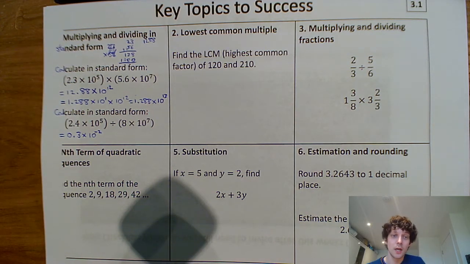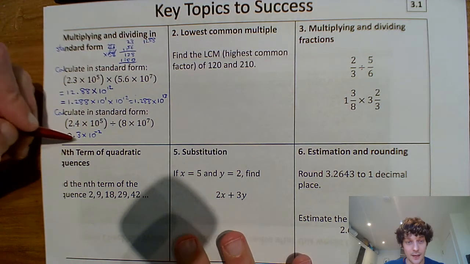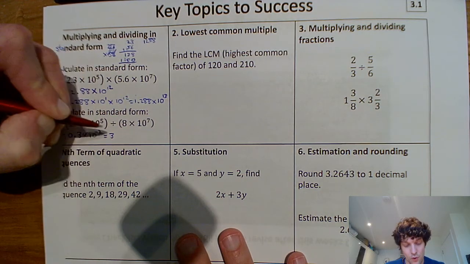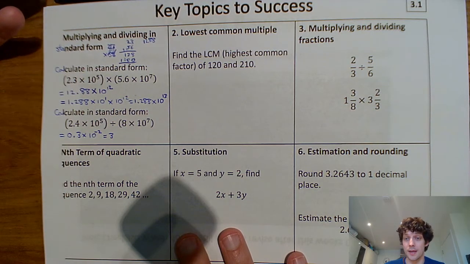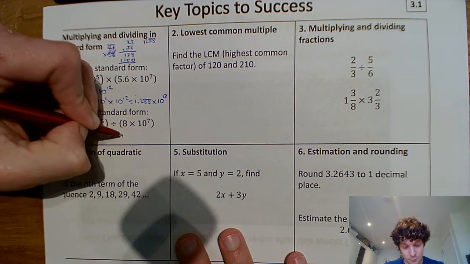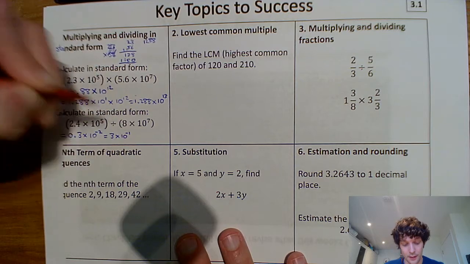If it was, I'd just leave it at that. I'd be in standard form already. Because it's not, I need to change it. So instead of writing 0.3, I'm writing 3, and then I want to divide by 10, but I don't want to write a division sign. So what I'm going to do instead is multiply by 10 to the power of minus 1.